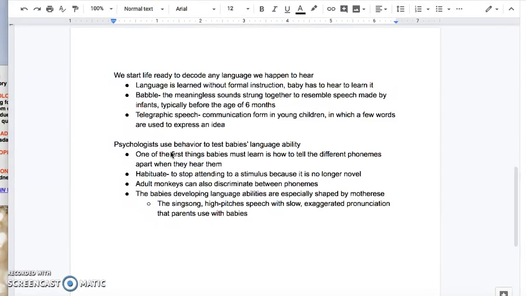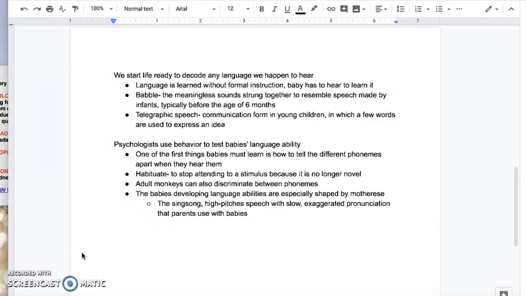Next thing is that psychologists use behavior to test babies' language ability. So one of the first things babies must learn how to do is to tell the difference between phonemes. So when they hear them, they have to tell them apart. Habituate is to stop attending to a stimulus because it is no longer novel.